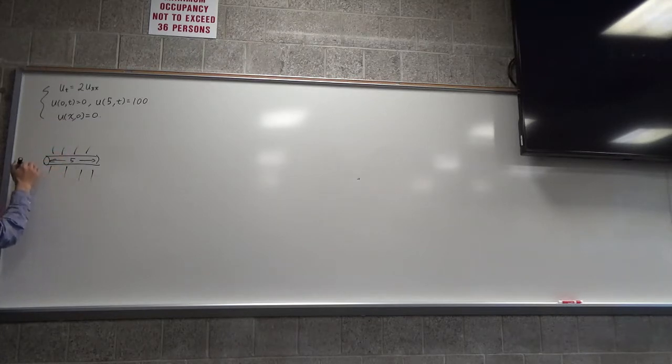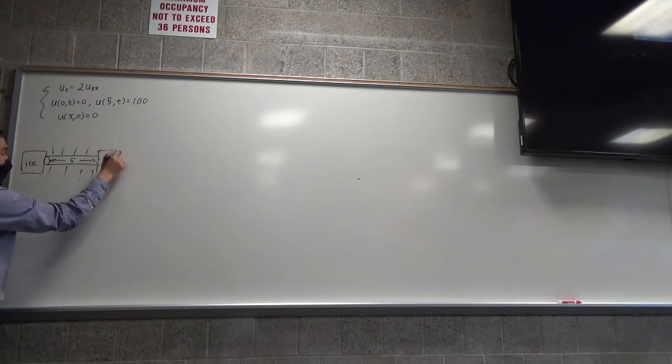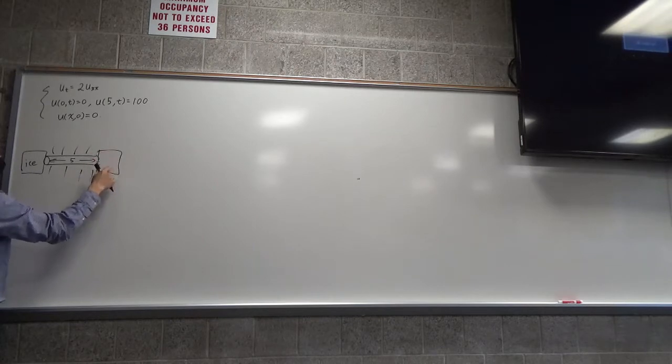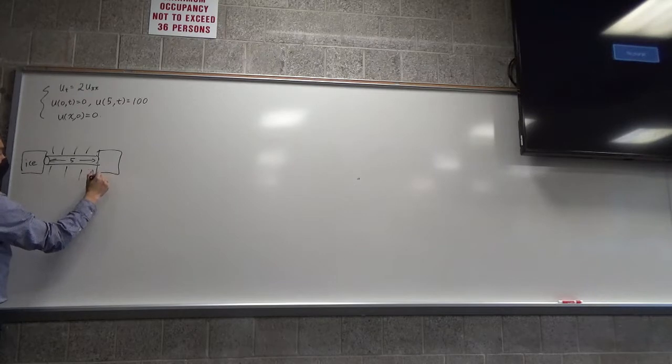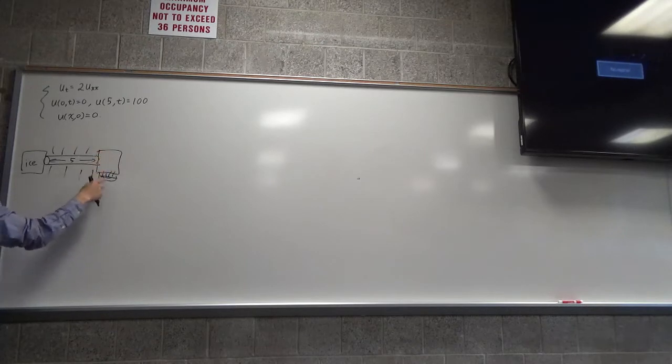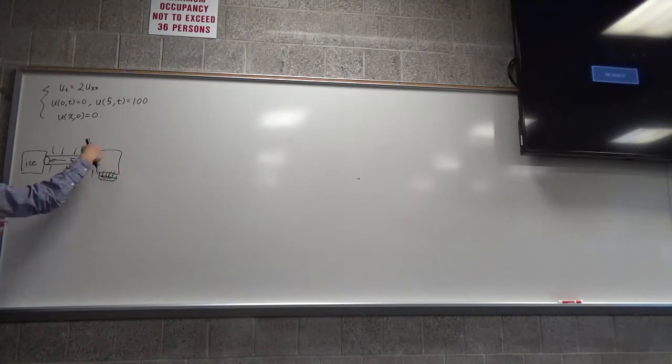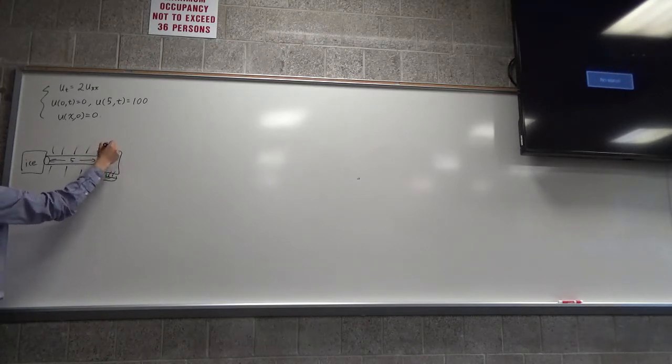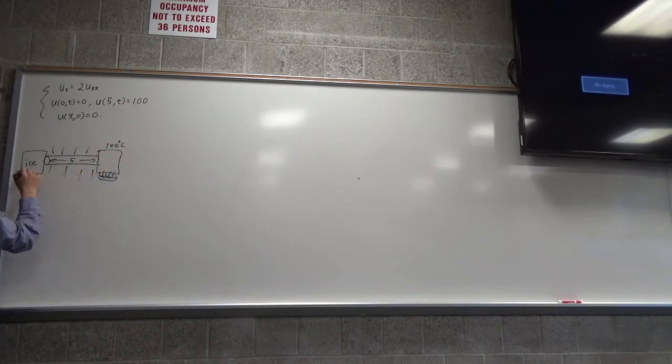But the left side is touching ice. On the right side, it's touching something, like boiling water. So you have some boiling water here and then some metal here. We'll assume that this side is always kept at 100 degrees Celsius, and this side is always kept at 0 degrees Celsius. Okay.